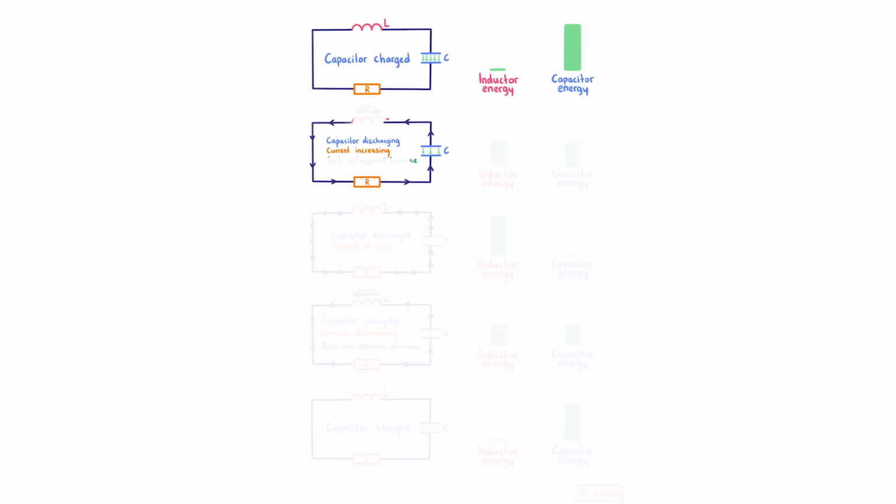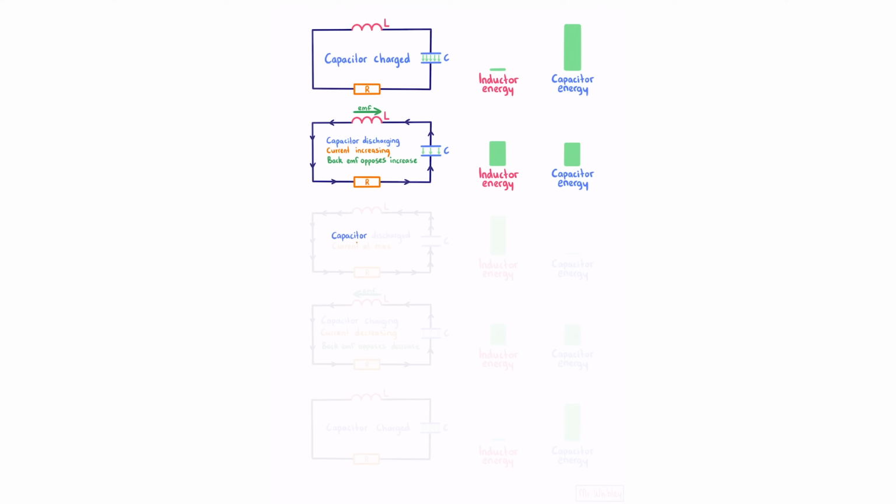Let's now go through the phases of an LCR circuit. Let's start with our LCR circuit with our capacitor fully charged. In this case, our capacitor energy is at its maximum, and because there is no current flowing through the circuit, our inductor energy is 0. As our capacitor is discharging, we have a current increasing, and due to our inductor, we have a back EMF opposing this increase. Because our capacitor isn't fully discharged, we still have some energy left, and because a current is flowing, we now have some inductor energy.